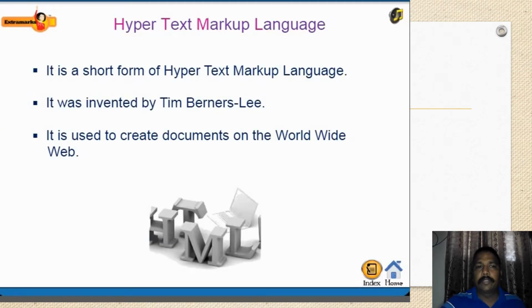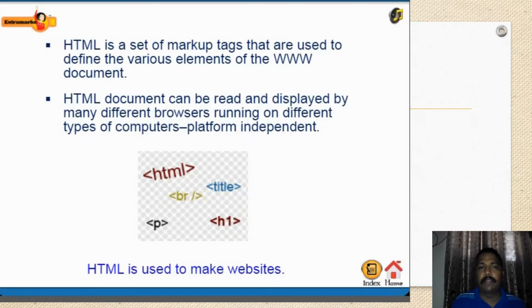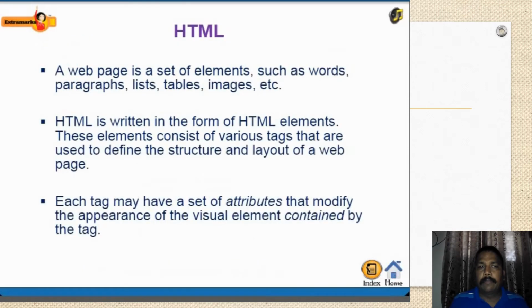Hypertext Markup Language. HTML stands for Hypertext Markup Language. It was invented by Tim Berners-Lee. It is a set of markup tags that are used to define the various elements of the WWW. Is it clear? HTML is used to make websites, so we make web pages in HTML. A web page is a set of elements such as words, paragraphs, lists, tables, and images.